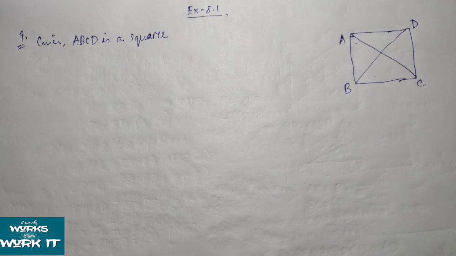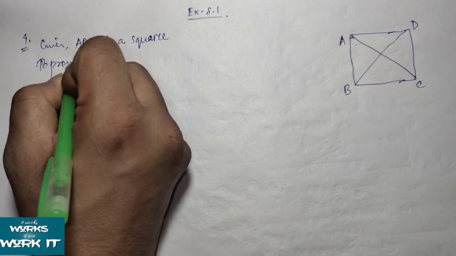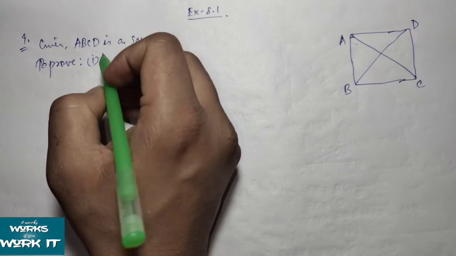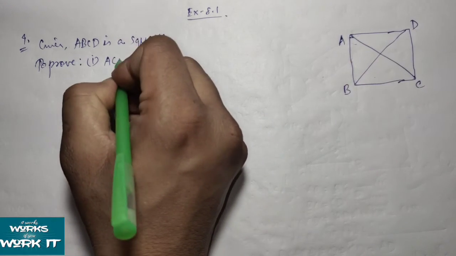Okay, so now what needs to be proved? There are two things to prove. One is the diagonals, that means AC and BD, they should be equal.